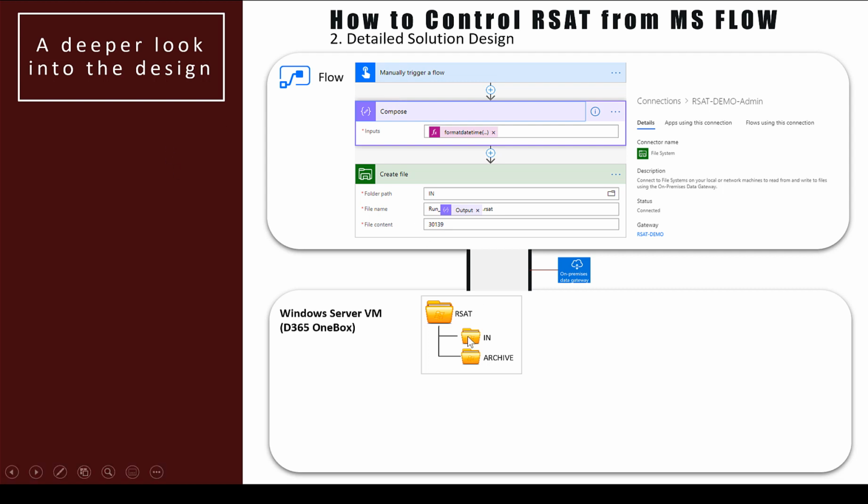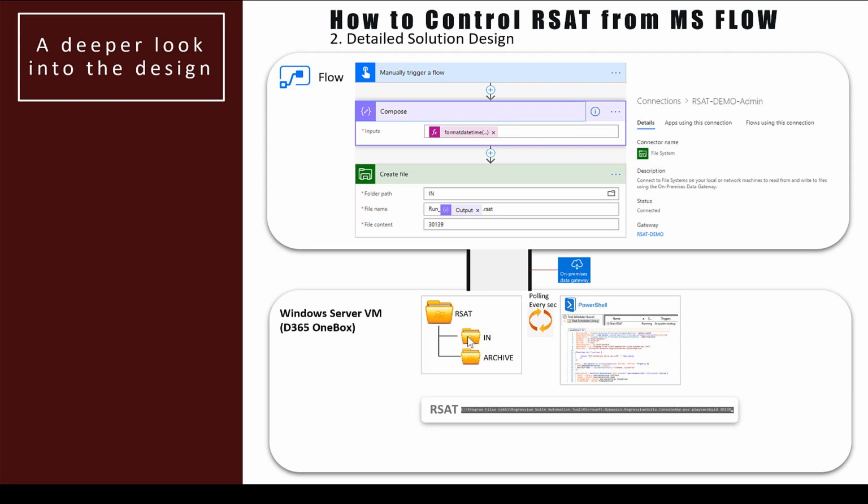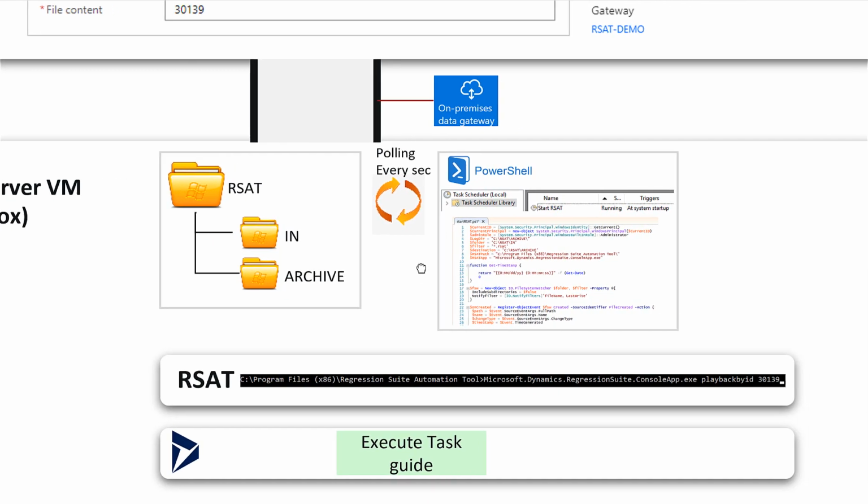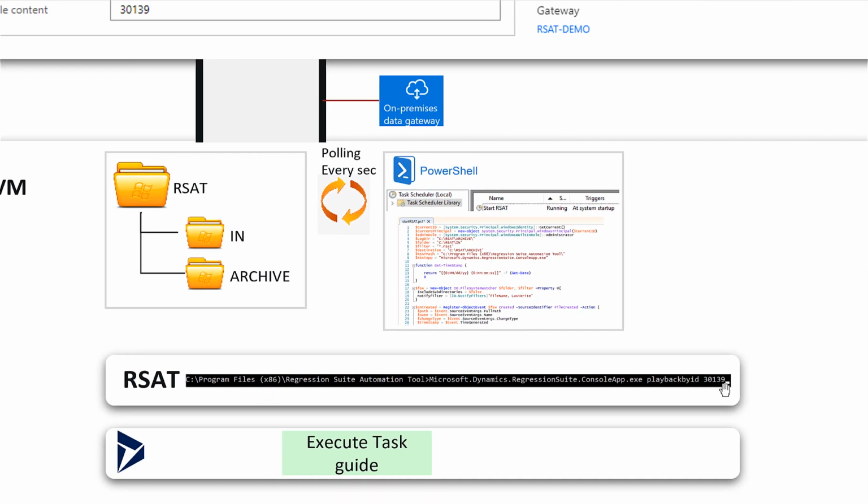That file is dropped into the in folder and is picked up by a PowerShell script. This is a one-time investment to write the PowerShell script, and I will provide that script through GitHub. That script is polling the in folder every couple of seconds, and it picks up the file when it's there, and it's going to basically kick off RSAT. So it's going to orchestrate a command prompt command here with the actual test case or test cases or even the test suite to be executed.